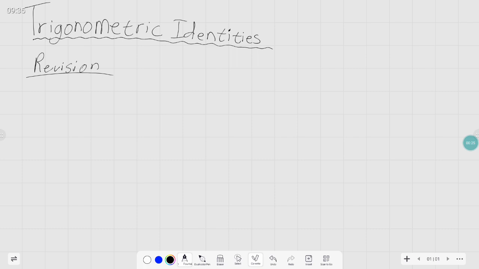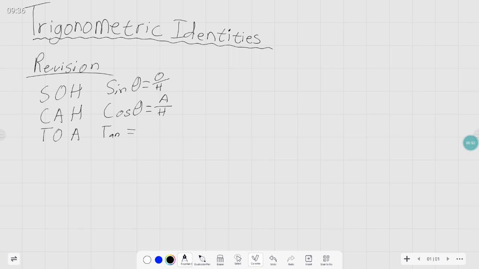What's the first thing I know? I know trigonometry, so SOH CAH TOA. What does this mean? Sine of theta is opposite over hypotenuse. Cos of theta will be adjacent over hypotenuse. And tan will be opposite over adjacent.